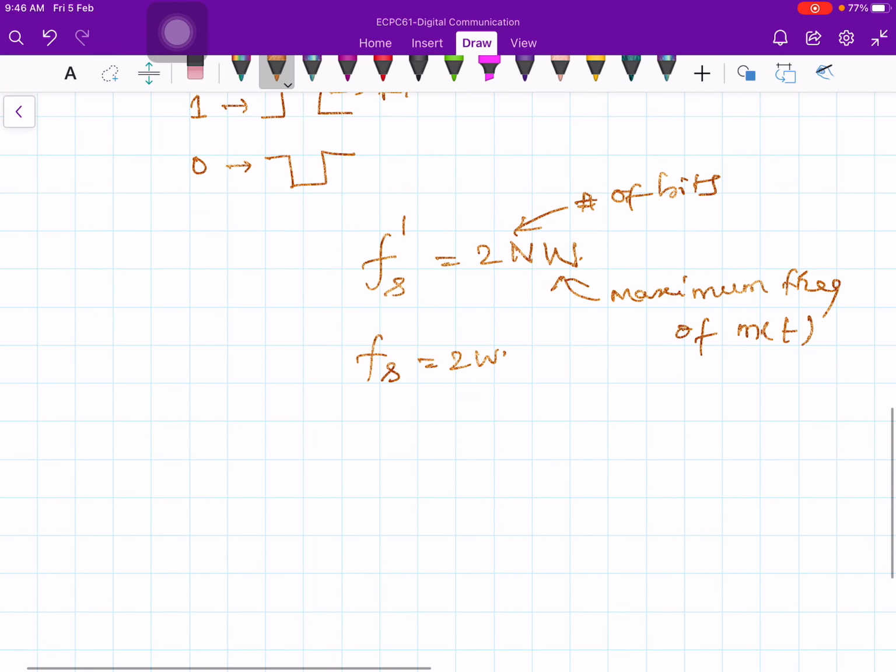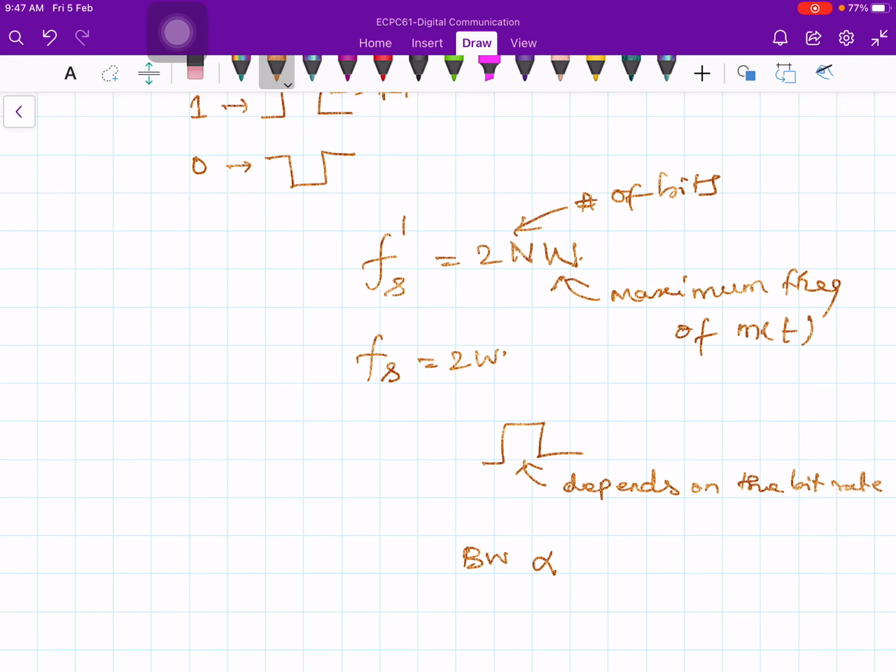Okay, therefore the bandwidth is essentially related to the maximum pulse width that you can have. The maximum pulse width depends on the bit rate that you use. How do you choose the pulse width? The pulse width depends on the bit rate. So the bandwidth is proportional to the reciprocal of the pulse width.